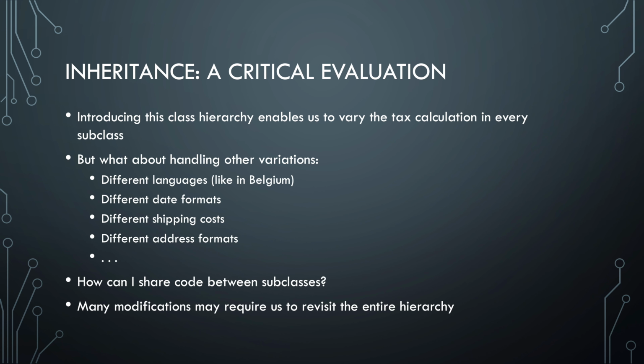How about dealing with different languages in one country, like in Belgium or Switzerland? Different date formats, different shipping costs or address formats, and how can we share code between them? Most countries in Europe use the euro, and we don't want to copy-paste the currency conversion code for each country that has the euro. If we add a variation like a date format, we need to change the order subclass for every country to deal with this.